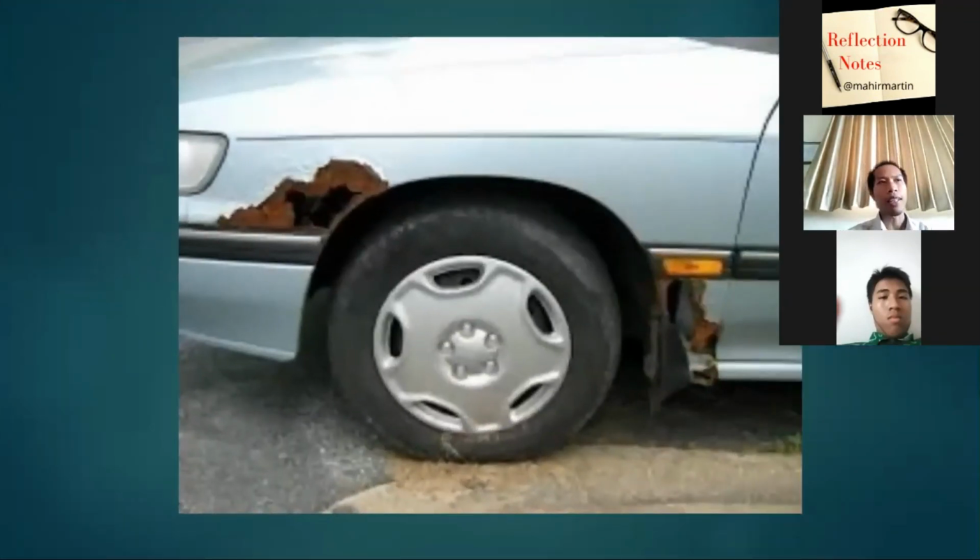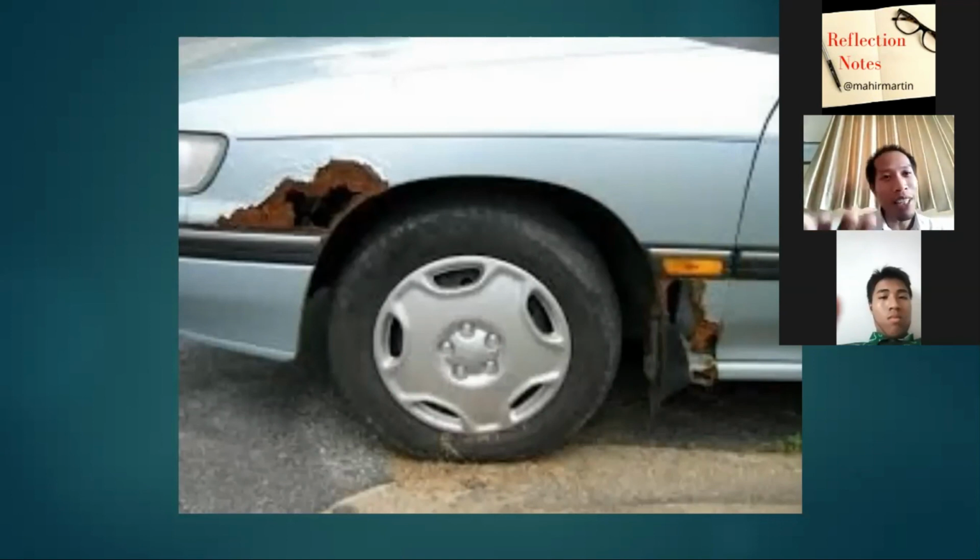Okay, take a look at this picture. What do you see in this picture? Car. Is it a car? Okay. What else? A car that has rust on it. Corroded car. Yeah, a rusty car. Let's say that it is rusting. Another word for rusting is corrosion. In chemistry, we call it corrosion. Rusting and corrosion are the same. In Bahasa, we call it karat.